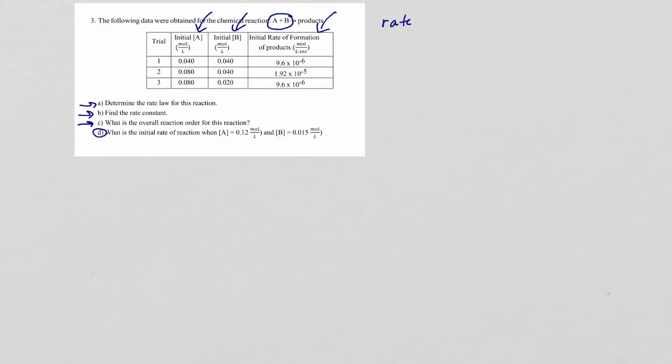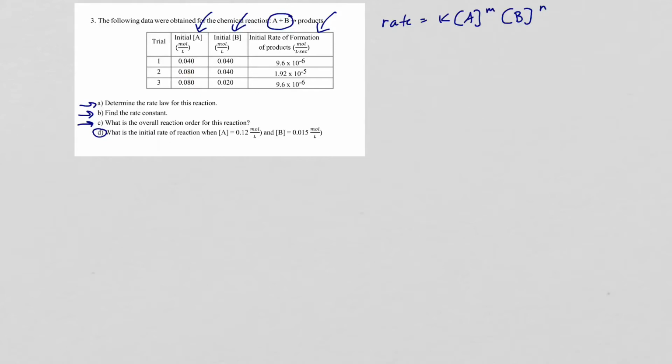As usual, we're going to start with the rate is equal to K times the concentration of A to the mth power times the concentration of B to the nth power. Let's focus on the impact of the concentration of A. So we're going to find 2 trials where B is constant. Again, trials 1 and 2 are constant, so we're going to focus on trials 1 and 2.